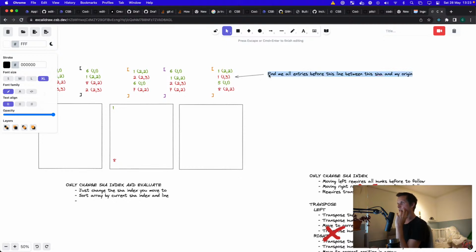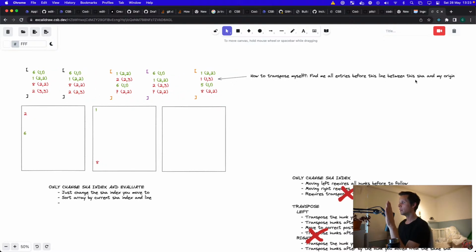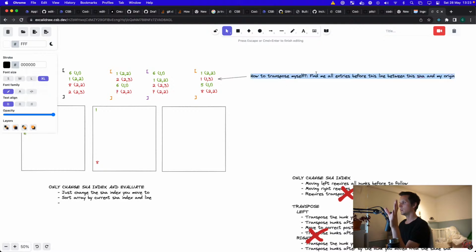So the question is how to transpose myself, which would be find me all entries before this line between this SHA and my origin. Then how to transpose others. What would that look like? So that would be find me all entries after this line between this SHA and my origin.